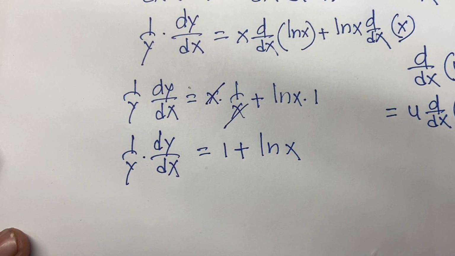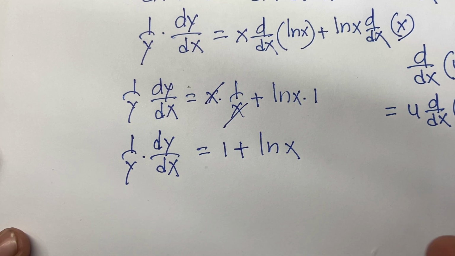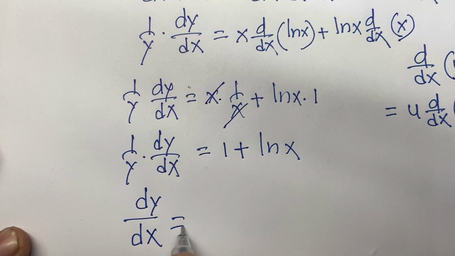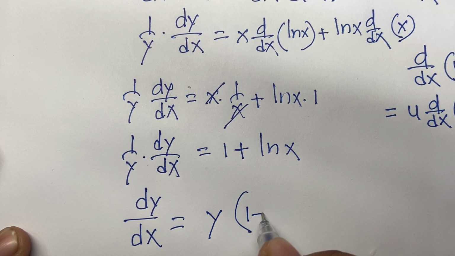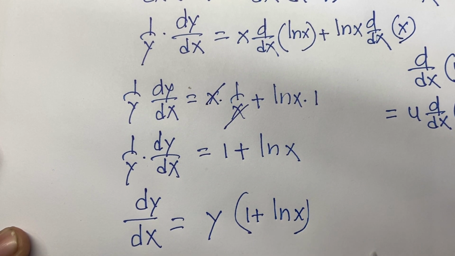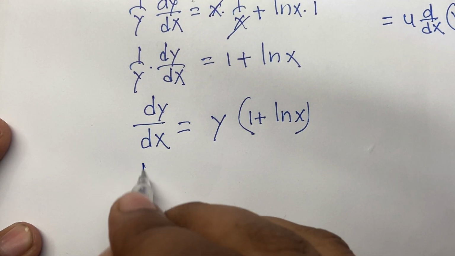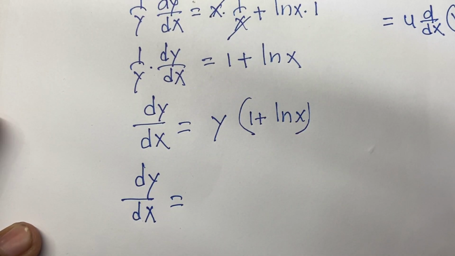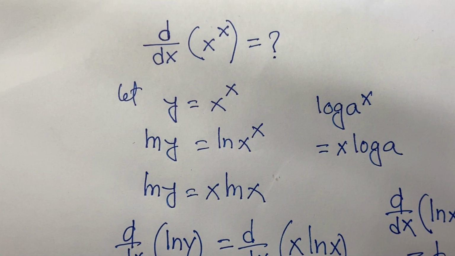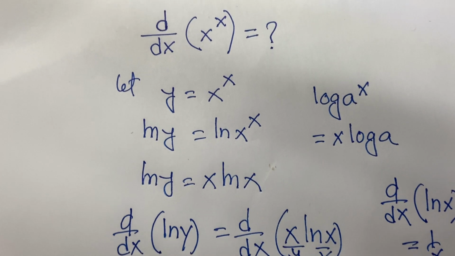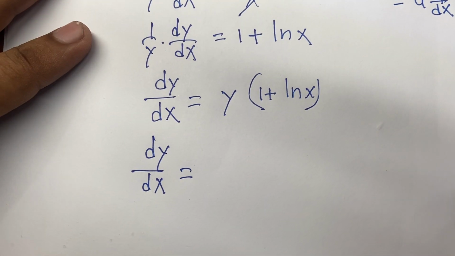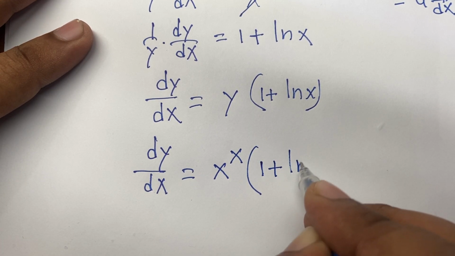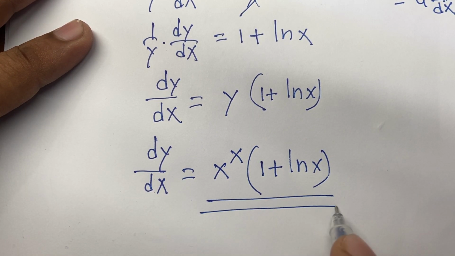Now I move y to the right side. This time I can say dy by dx equal to y times 1 plus ln x. Now dy by dx equal to, we know that y equal to x to the power x, so I put this value in this line, so I can say x to the power x times 1 plus ln x. This is our answer.